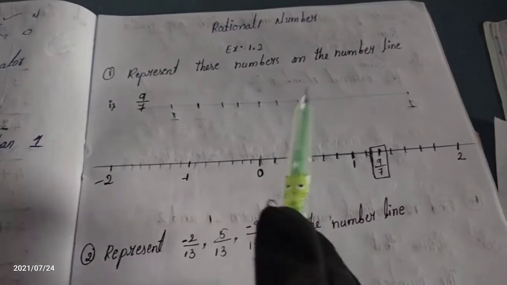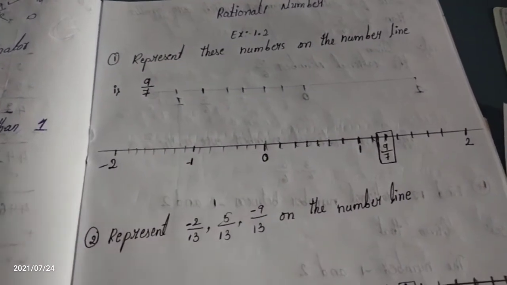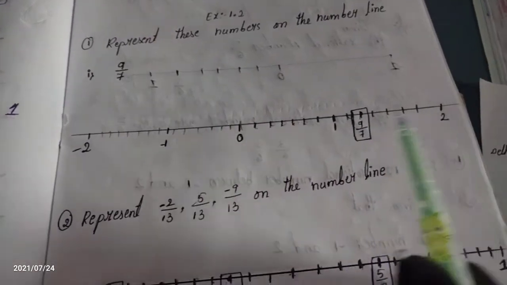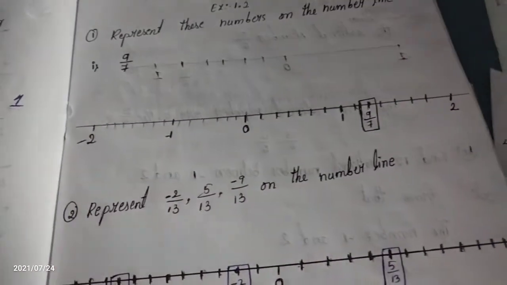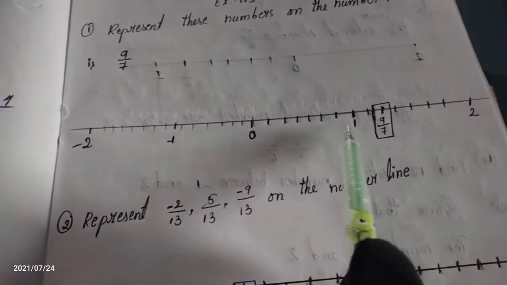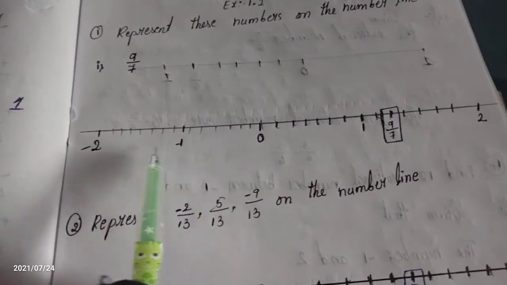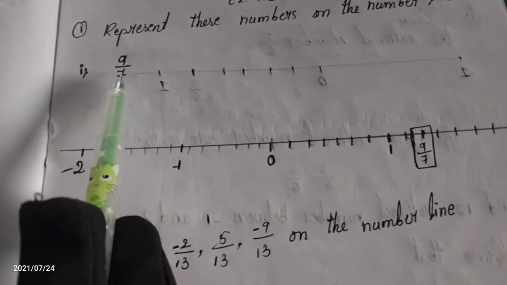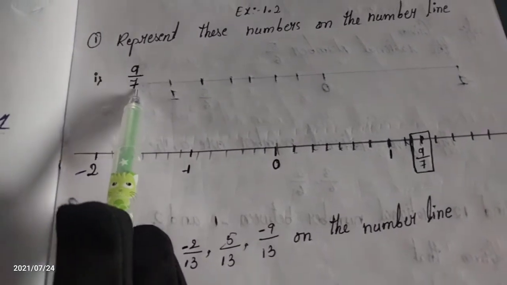With the help of that note point, we know how many points we have to take on the number line. I am taking the 0 here, 1, 2, minus 1 and minus 2. Okay, what we have to do? We have to represent 9 by 7.